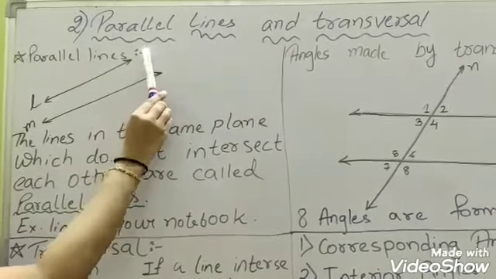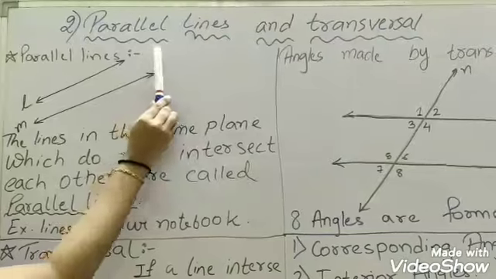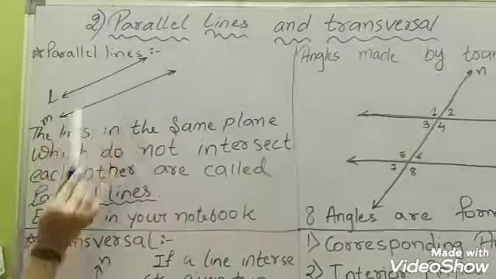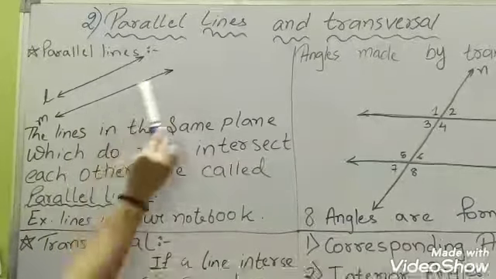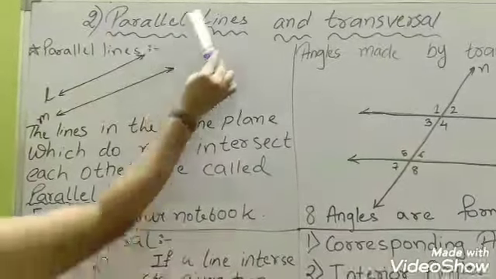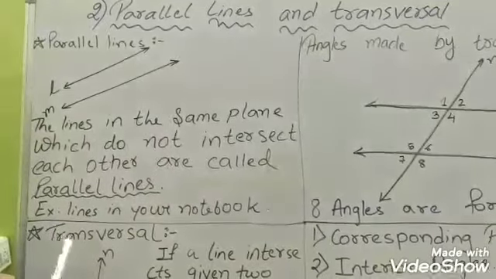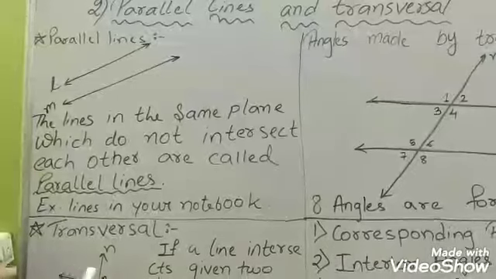Today we are going to learn about a new chapter, that is parallel lines and transversal. First, let's see what are parallel lines. Here you can see these two lines. If I extend both lines, they will never intersect each other. Such lines are called parallel lines.